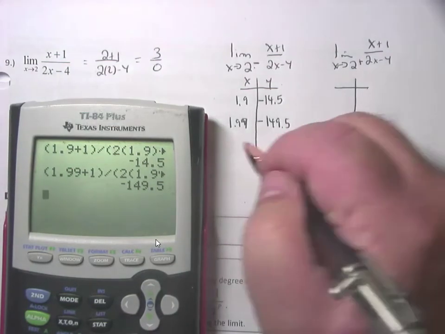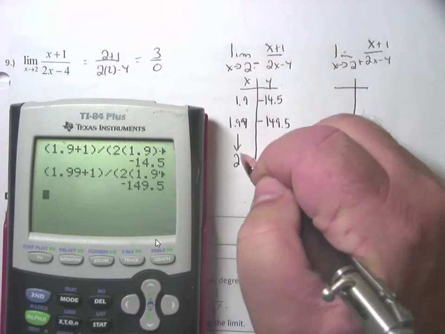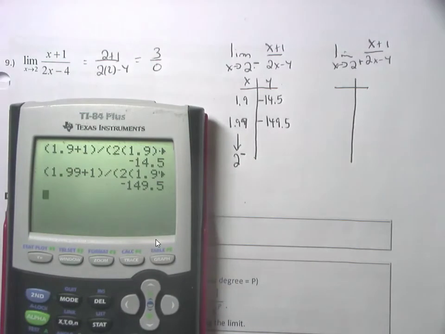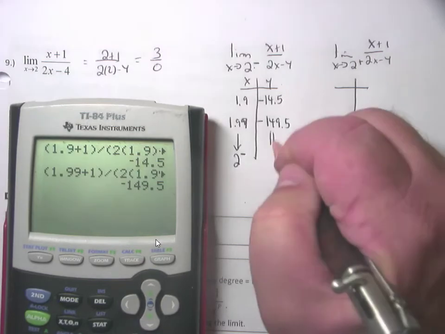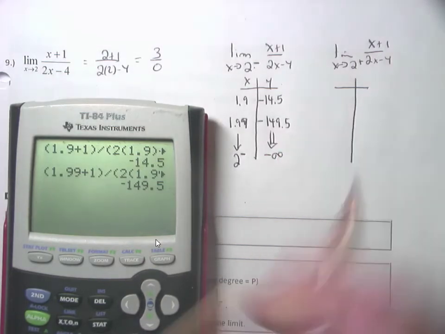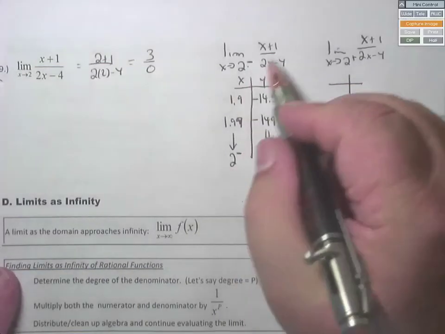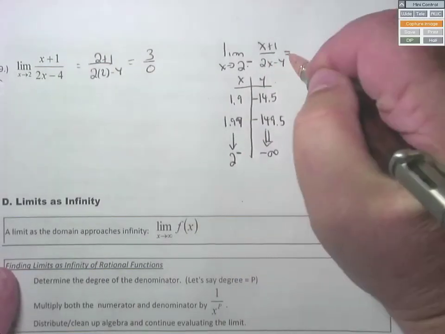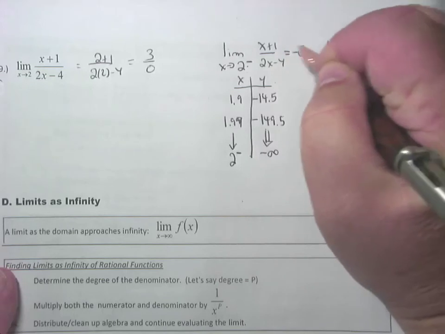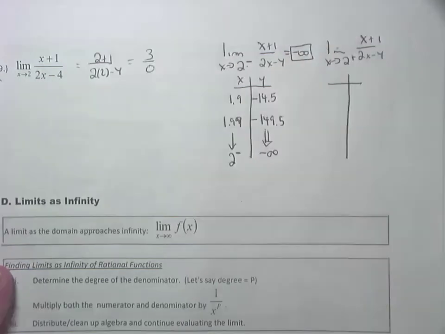So as I approach 2 from below, from the less than side, what am I approaching? I went from negative 14 to negative 149.5. Where's it going? Negative infinity. So therefore, the limit as x approaches 2 from below of x plus 1 over 2x minus 4 is actually negative infinity. That's the answer for that one right there.